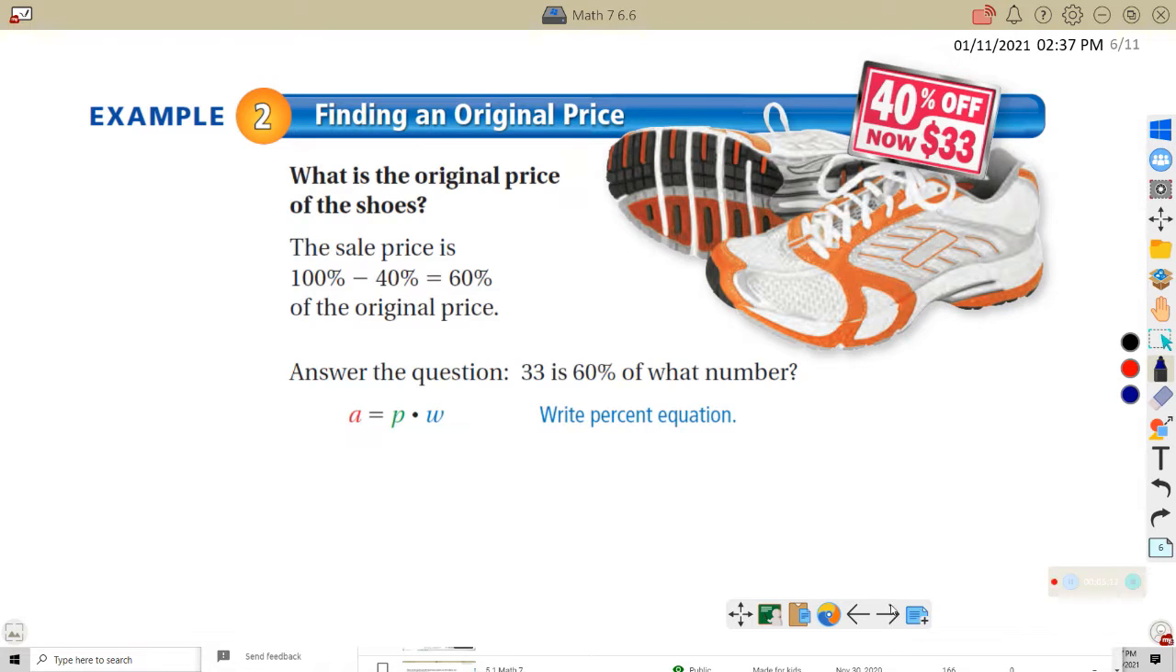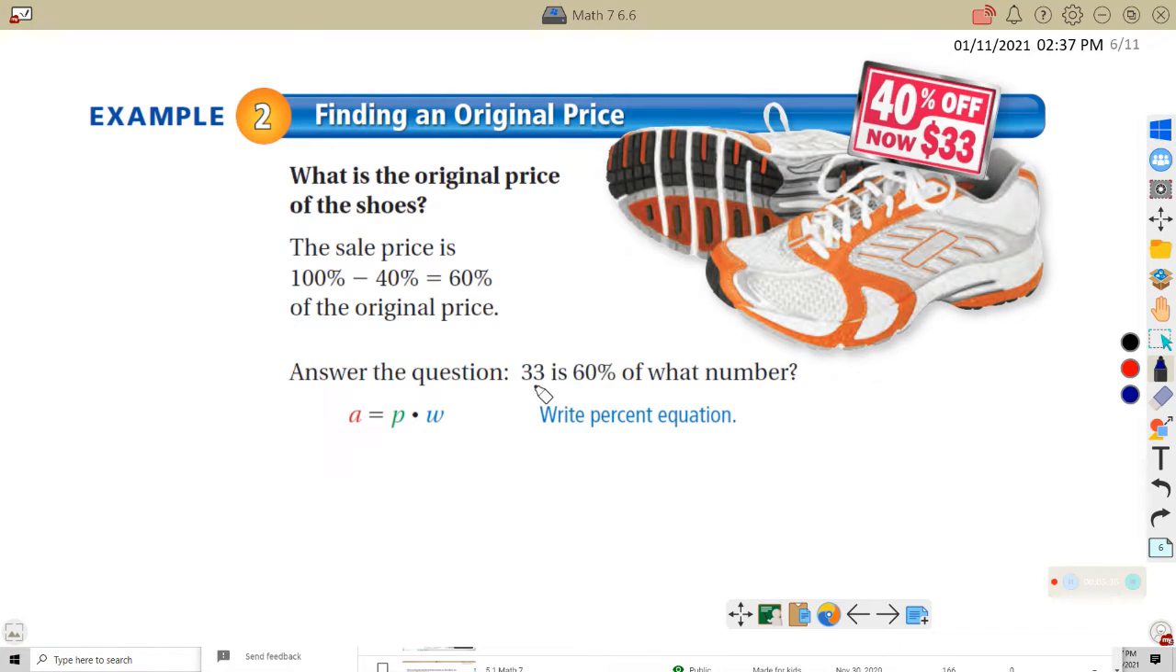Finding an original price. So now we're going to find something where we know a sale price and we know a discount amount. Now we have to find the original price of these shoes. What is the original price of the shoes? The sale price is 100% minus 40% equals 60% of the original price. Okay, so it's 60% of the original price.